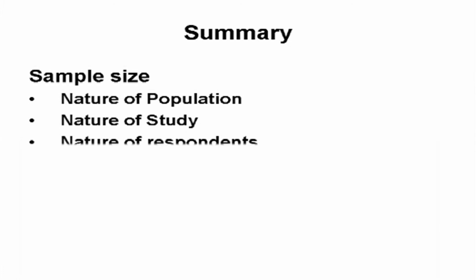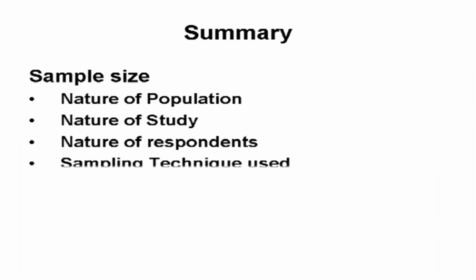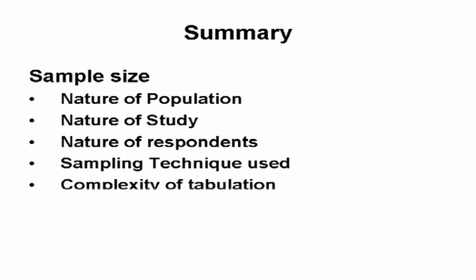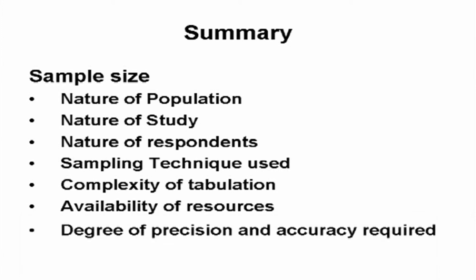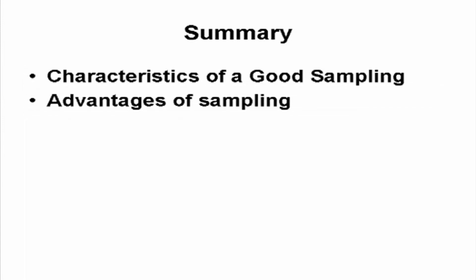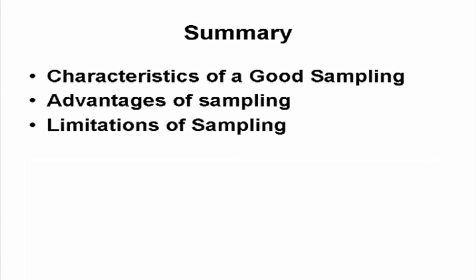Next to that, sample size was explained to you. Under sample size, I explained to you the nature of population, the nature of study, nature of respondents, sampling technique used, complexity of tabulation, availability of resources, and degree of precision and accuracy required. After that, the characteristics of good sampling were explained to you. At the end, the advantages of sampling and also its limitations were explained to you.